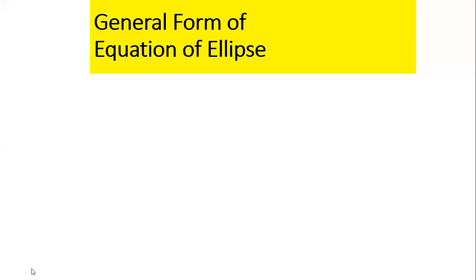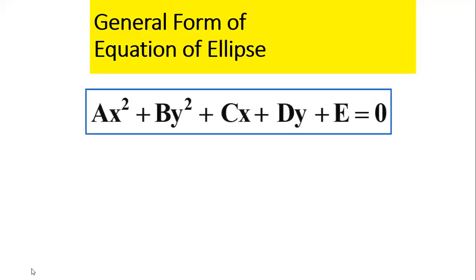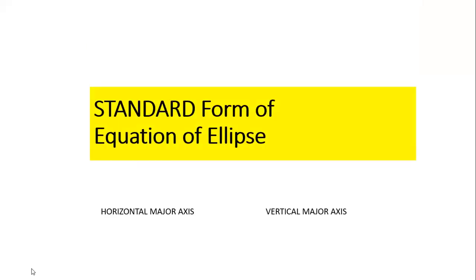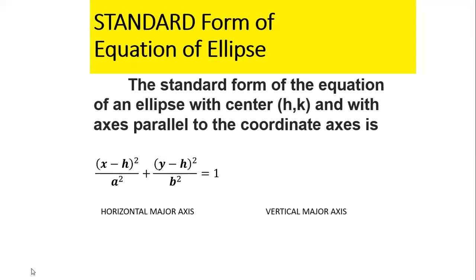So, we also have the general form of the ellipse, which is flashed on your screen, ax squared plus by squared plus cx plus dy plus c equal to 0. A and B have the same signs. And we have to take note of the standard form. Last meeting, you also have the horizontal major axis, which is quantity x minus h squared over a squared plus y minus k quantity squared over b squared is equal to 1.